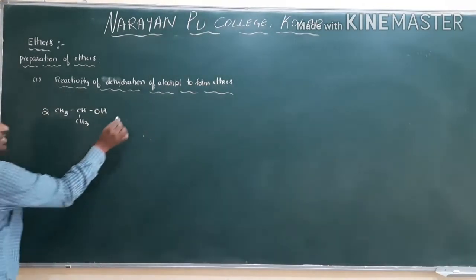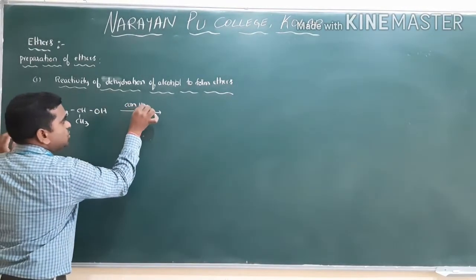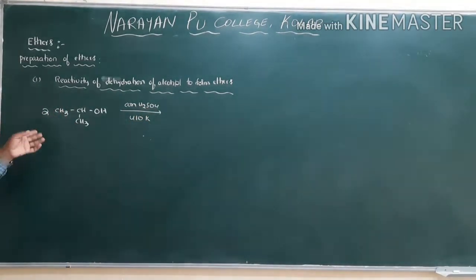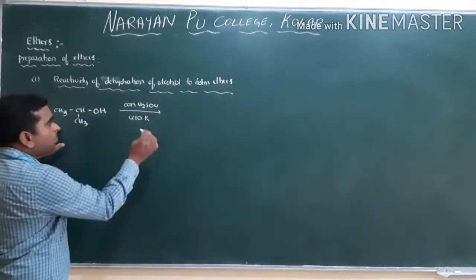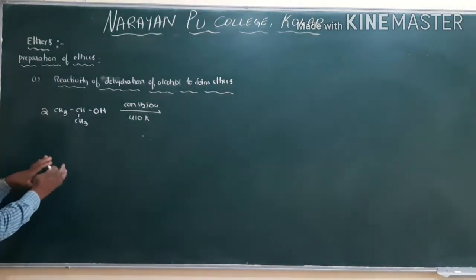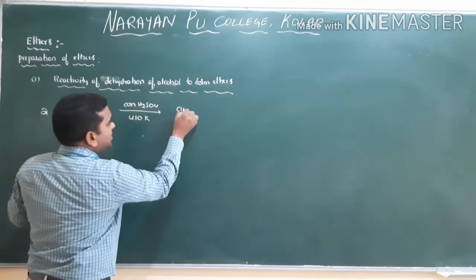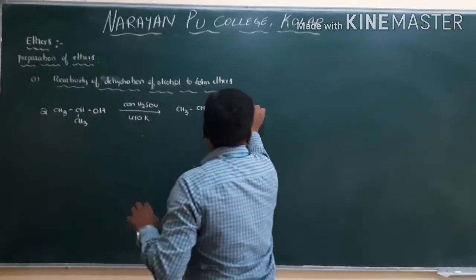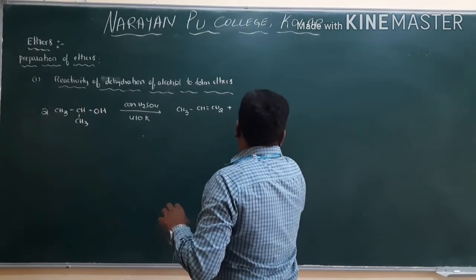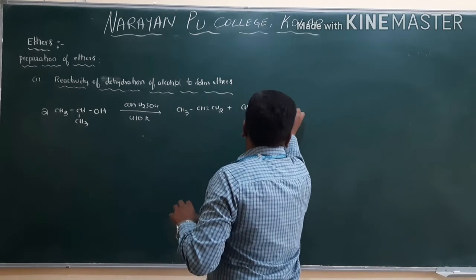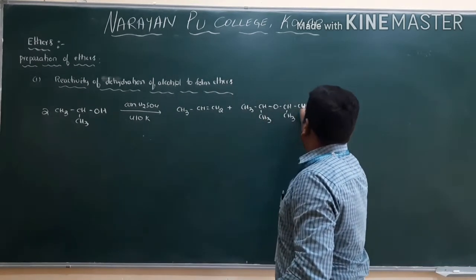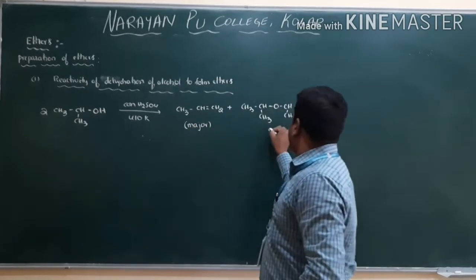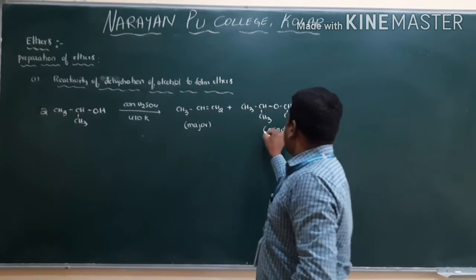I will take the 2 moles here, same, and concentrated H2SO4, maintaining the 410 Kelvin temperature here. So what you will get in this case is, the major product you will get when you take secondary and tertiary alcohols is alkenes: CH3-CH=CH2 plus, and you will get CH3-O-CH3. This is the major product you will get, and ether is the minor product.